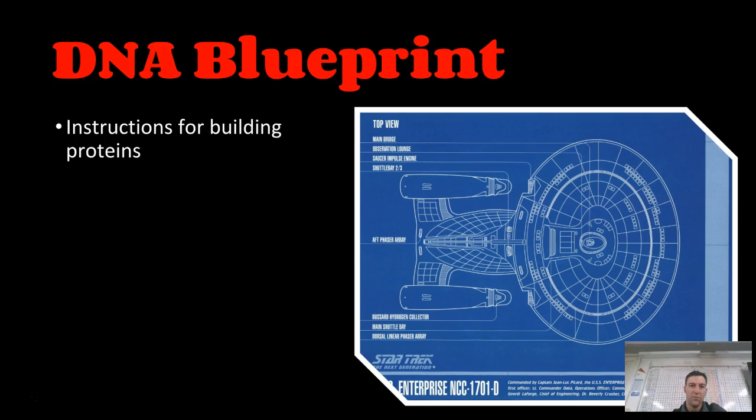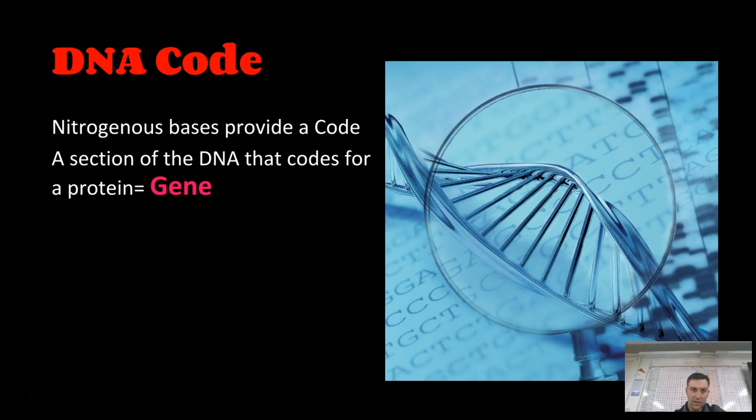Specifically when we talk about proteins, we're looking at segments of DNA called genes. Those genes code for specific proteins to give us the instructions for making them. DNA, like I said, is the code. So when we look at the actual letters in the code, that's when we're talking about those nitrogenous bases.